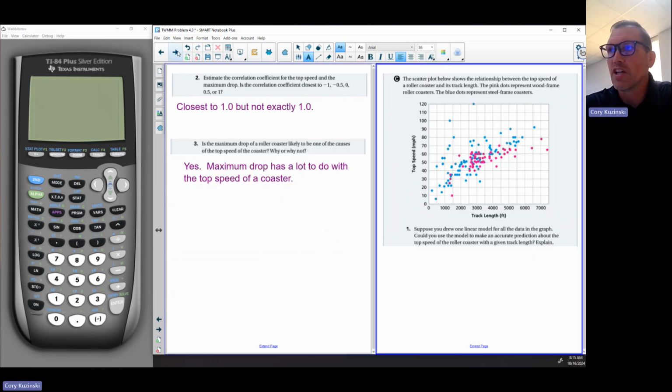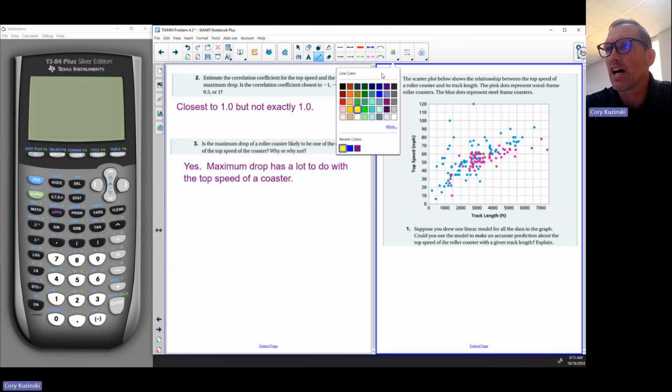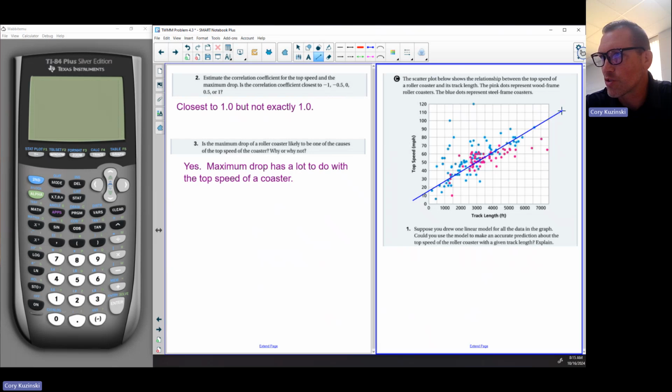All right, let's move on to another situation here. This scatter plot shows the relationship between the top speed and track length. Top speed and track length this time. Okay, so let's put a line on here. It's a little bit tougher to make a line. I still kind of see an upward trend here: the longer the track, the higher the speed of the roller coaster. Longer track, higher speed. Okay, so suppose you drew one linear model for all the data in the graph. I just did that. Could you use the model to make an accurate prediction?